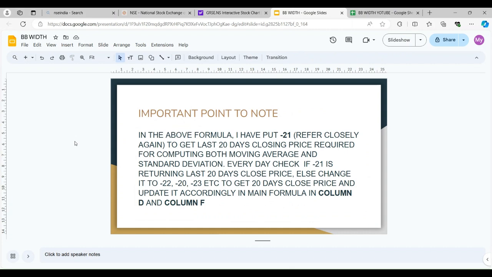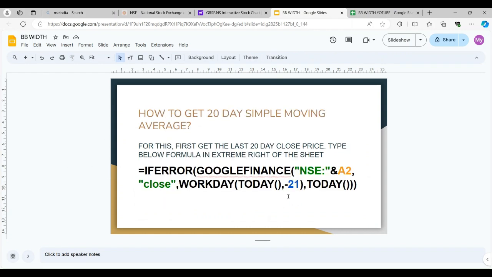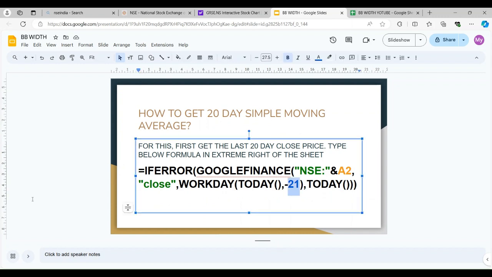Here is an important note. In the above formula, I have put minus 21. Refer closely again. 21.